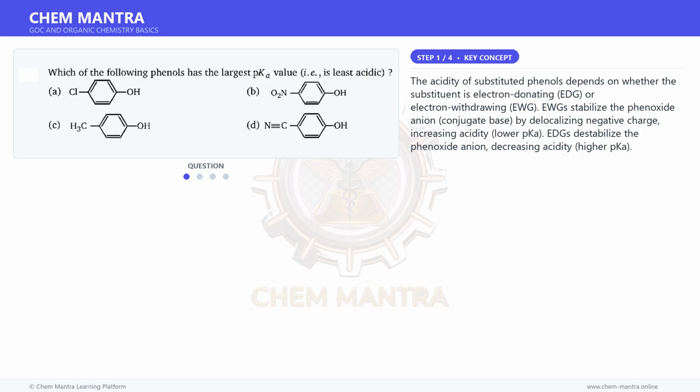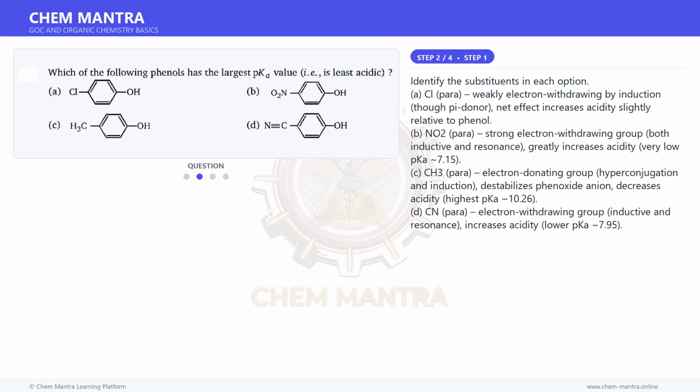EWGs stabilize the phenoxide anion, the conjugate base, by delocalizing negative charge, increasing acidity and lowering pKa. EDGs destabilize the phenoxide anion, decreasing acidity and raising pKa. Moving on to the next step. Identify the substituents in each option.